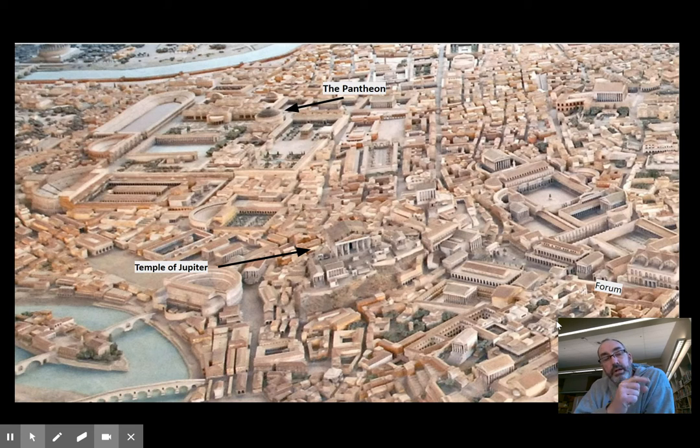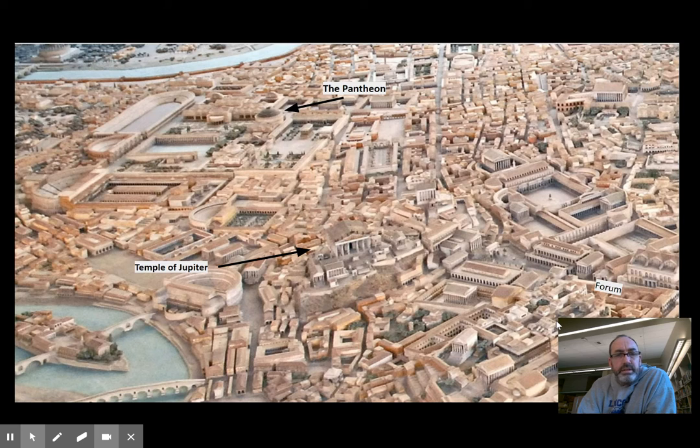In fact, in the upper left-hand corner, you can see Hadrian's tomb. It's known as the Castel Sant'Angelo. And that bridge that goes to Castel Sant'Angelo is still standing. I think it was built right about this time frame. I'd have to look that up again.